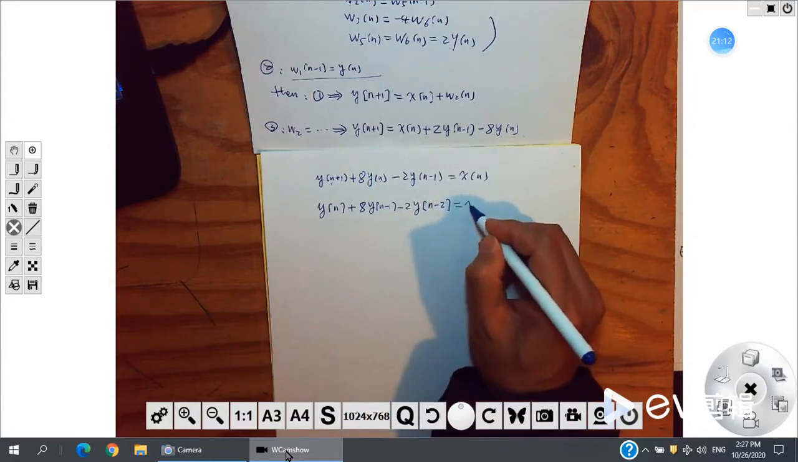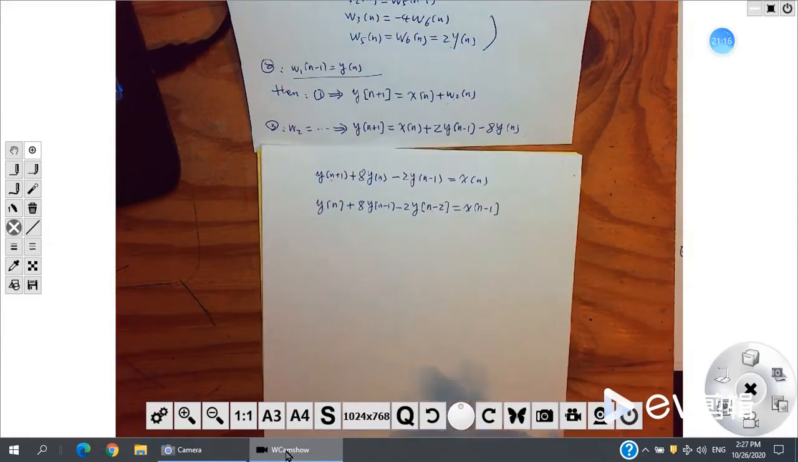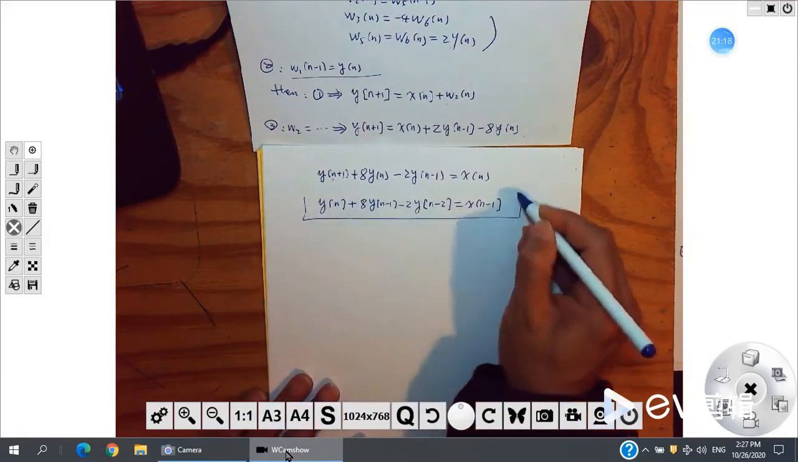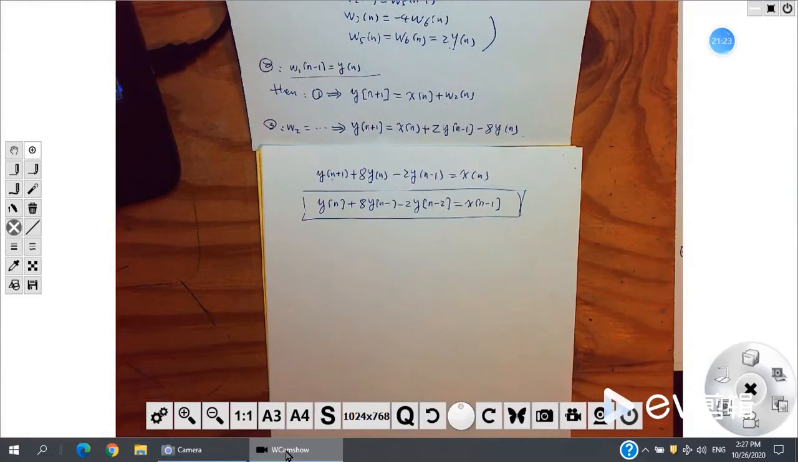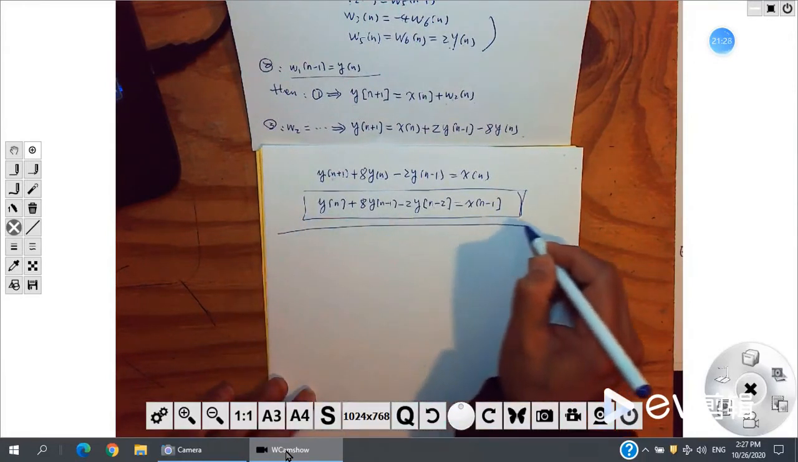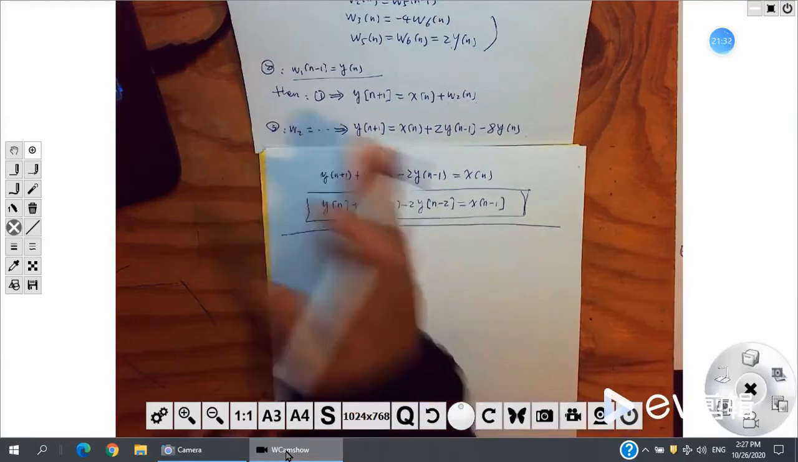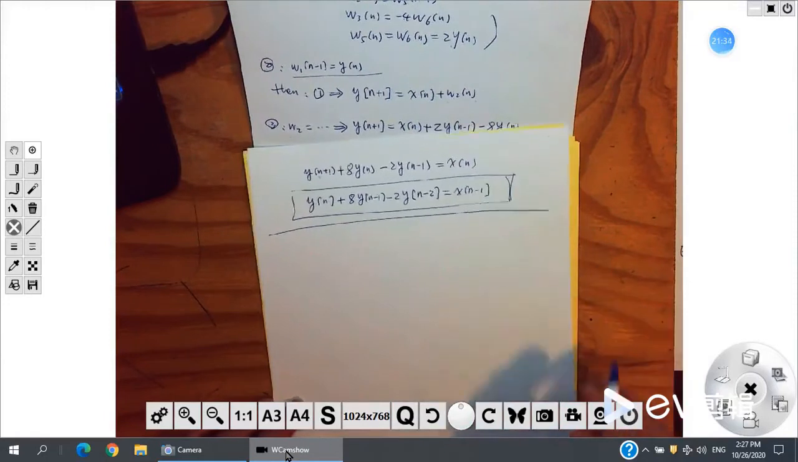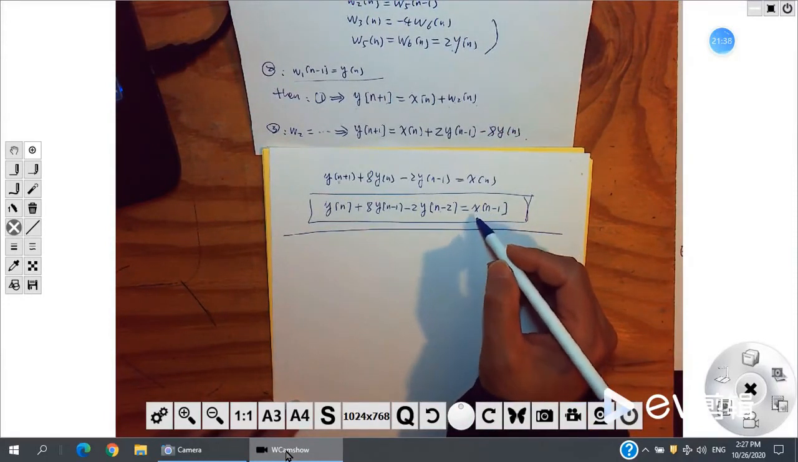And x also n minus 1. X of n is n minus 1. So we have the equation looks like this. Okay, so this is the example of how to find the equation. How can we find the equation from the structure?